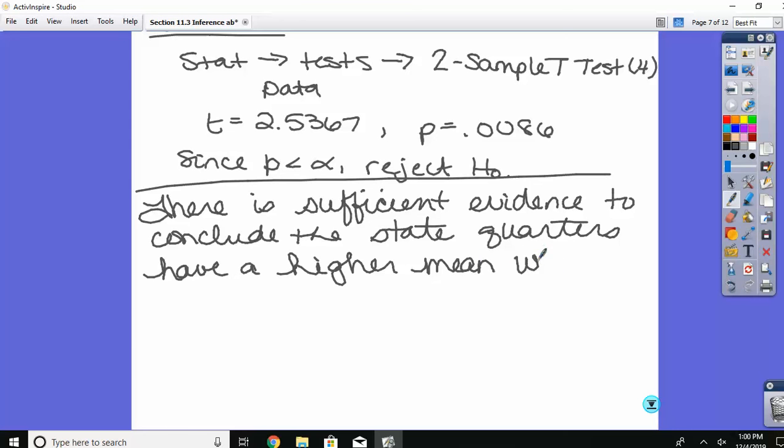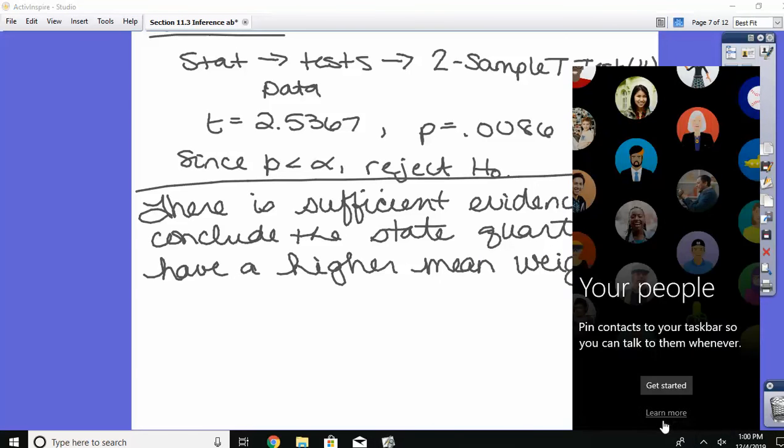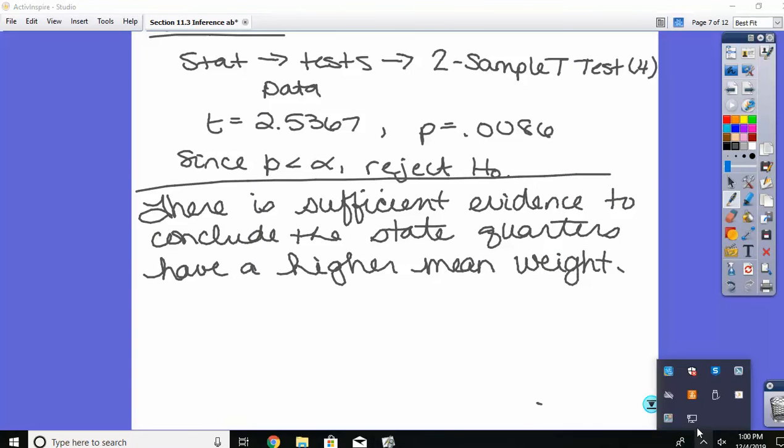Okay, but I thought they were all just put in a machine and melted down and pressed. So why would they be different? Because they had more designs on them, so they're raised.